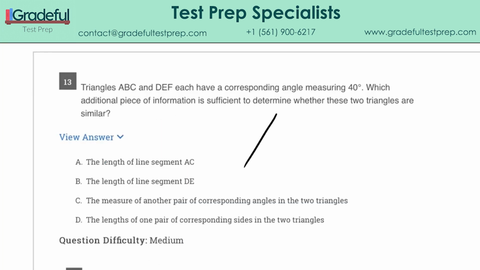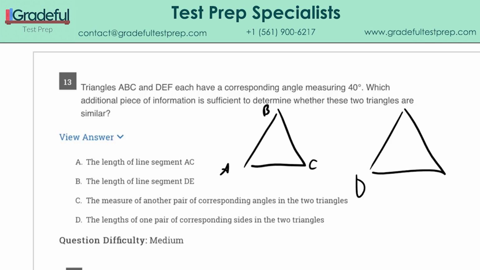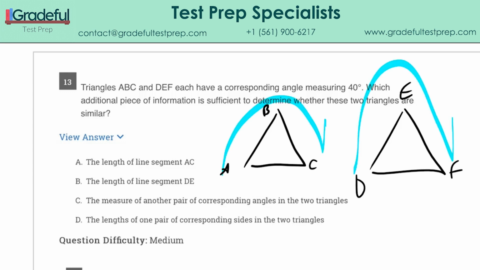So in question 13, we've got triangle, let's just say ABC like that, and DEF like that. If we're considering the idea that they're similar, then we're going to want the same order. So ABC like that, and DEF like that. They both have one angle measuring 40. Let's just imagine it's that top one. So we'll call this 40 degrees right here. And what else do we need to know these are similar?